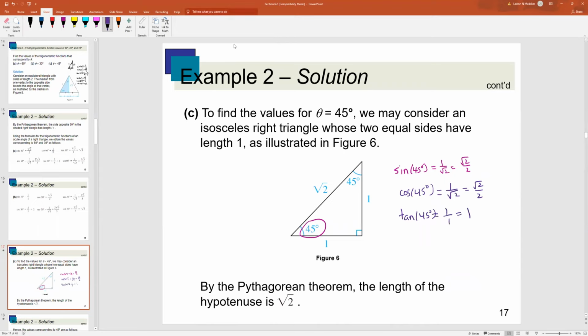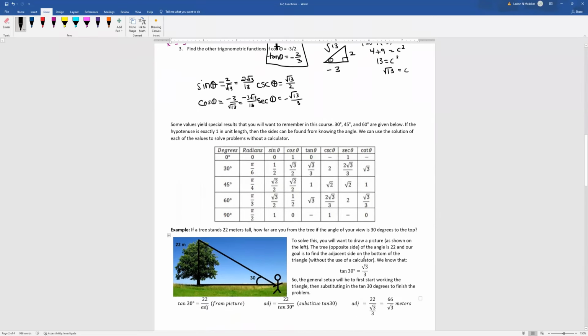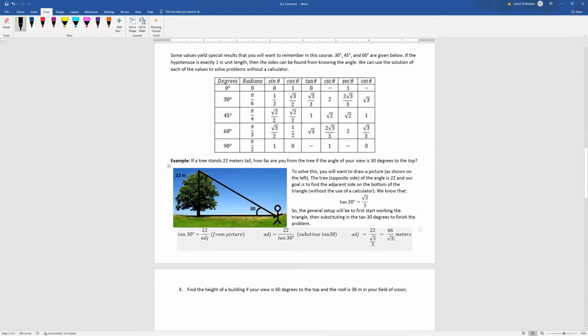So that helps you see they didn't just make this table up. It actually comes from looking at specific special triangles. And then when we do unit circle, you'll understand the 0 and 90 degrees more. So where is that useful? Well, we can use it in solving some application problems. So if you look at this, it says if a tree stands 22 meters tall, how far are you from the tree if your angle of view is 30 degrees to the top? So that's a special angle that we just learned about.